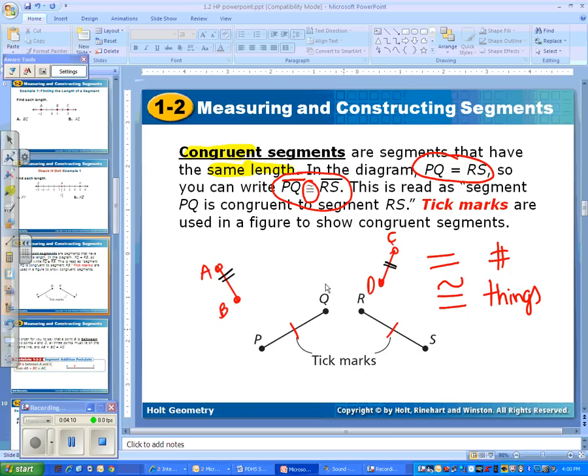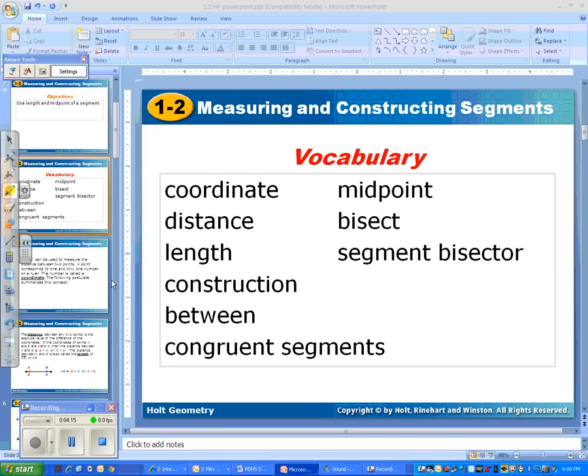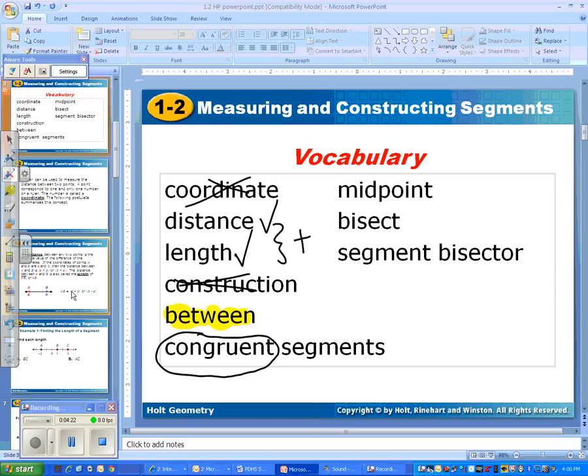That's what congruent means. Let's talk about another vocabulary word real quick, and that word is between. I know you guys have used that word a lot, and it's hard for me to describe, so bear with me. I'm better with pictures.